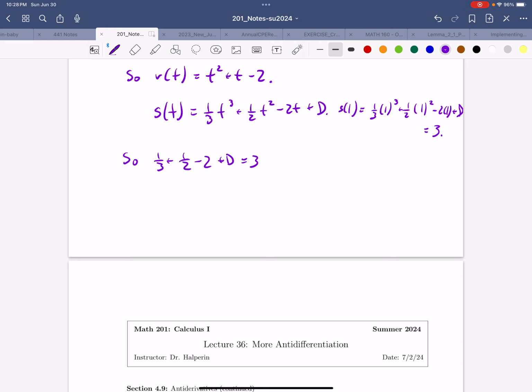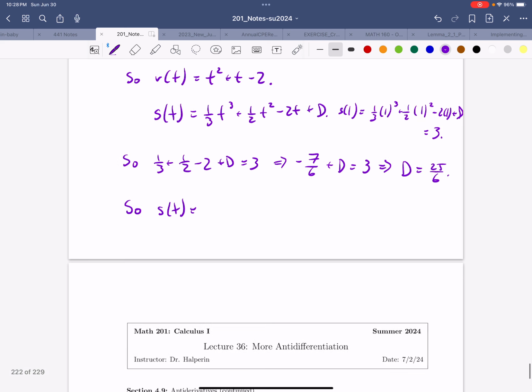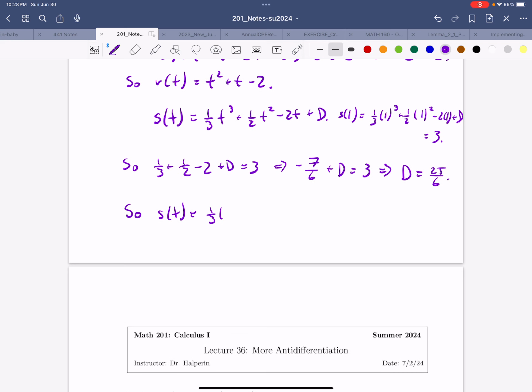So that's what, 5/6 minus 2. So that implies -7/6. I think I'm doing that correctly. Plus d equals 3. And that implies that d equals 4 1/6, or that should be 25/6. So, final answer, s of t should equal 1/3 t cubed plus 1/2 t squared minus 2t plus 25/6.